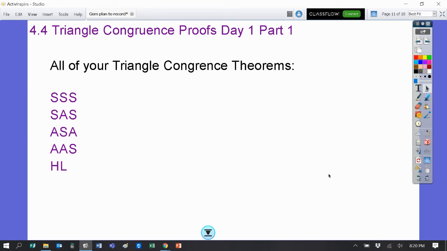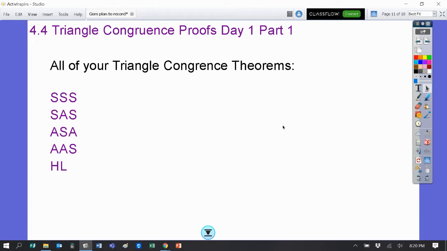Okay, so for this class, I'm going to make two videos because you've got a lot to write down. I'm going to read, and you can always pause this so you can go back and look at the screen. So all of your triangle congruency theorems: side, side, side; side, angle, side; angle, side, angle; angle, angle, side; and hypotenuse leg.